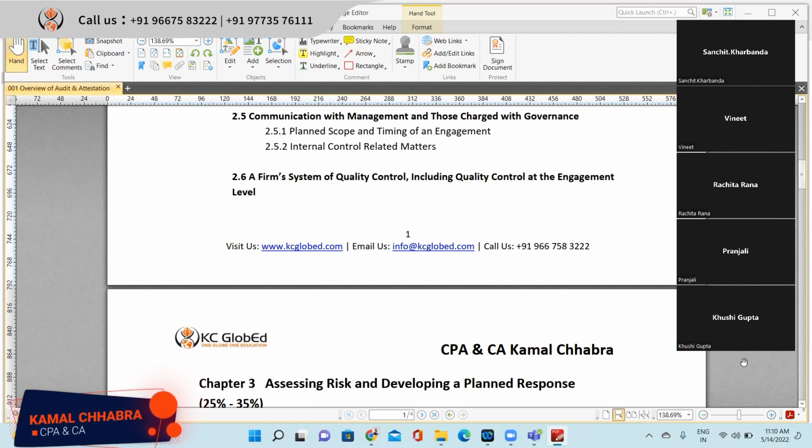In addition to that, some big companies are required to have an engagement quality review partner. One is the engagement partner, who is the signing partner, and in addition to that, it is mandatory to have a quality review partner, right? For all listed companies, when you are doing the audit engagement, it is mandatory to have a quality review partner who is independent of the audit engagement partner.